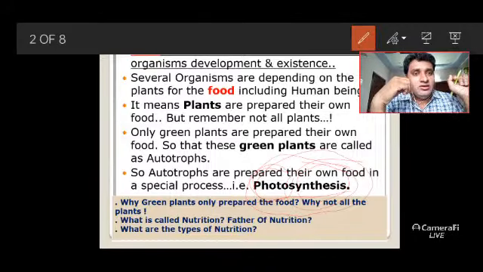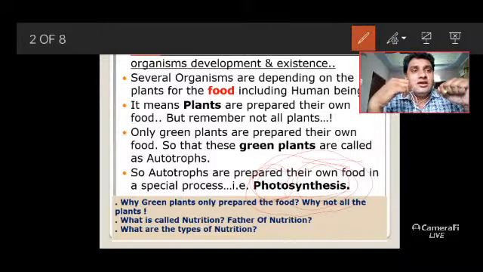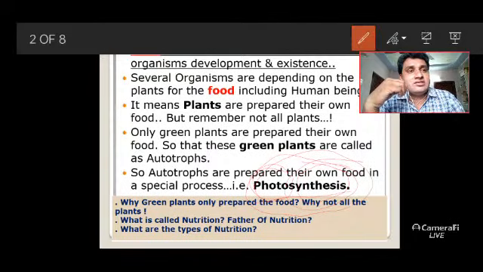And who is the father of nutrition? That is also one question in this slide. Lavoisier is the father of nutrition, and of modern chemistry also. So that is also very important. And what are the types of nutrition? That I will explain in the next classes.